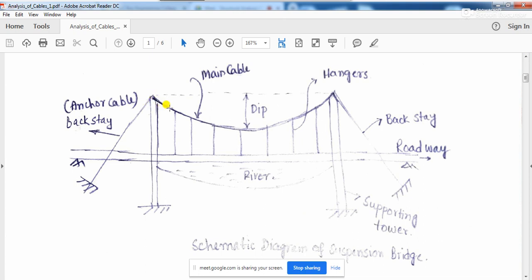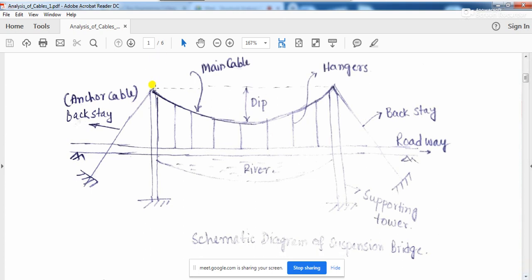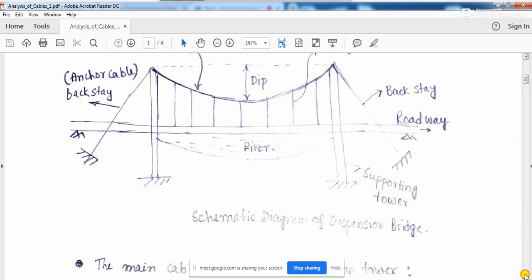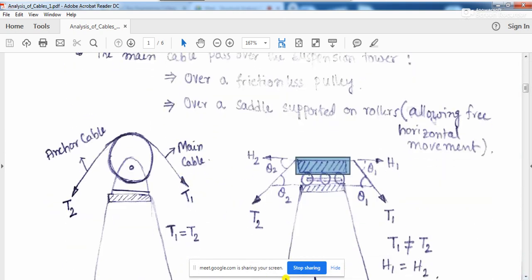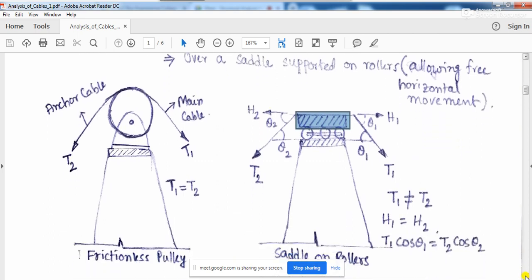And you see, this is your main cable, so the main cable will be coming under tension, so there will be a tensile force coming over here, and this tensile force will be transferred through this pulley, over this pulley, to this anchor cable. Okay, so in case of a frictionless pulley, when you are using a frictionless pulley over here, your transfer mechanism will structurally be something like this.